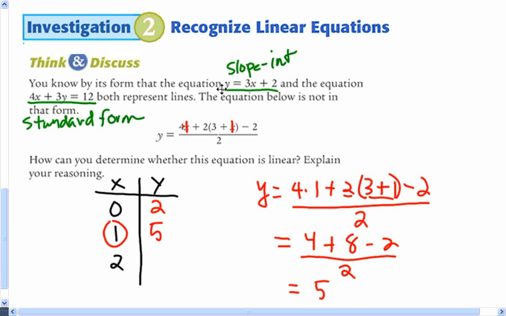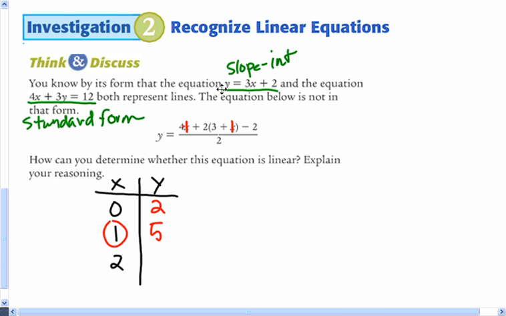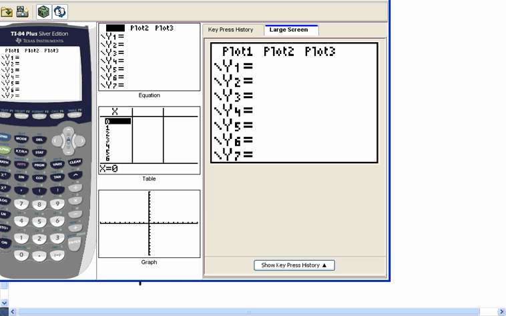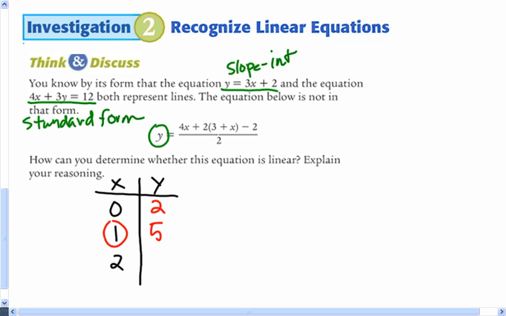There's actually quite a bit of work involved in doing this, and I'm thinking that as long as this equation is solved for y, I can use technology to help me out here. I'm going to enter that equation into my graphing calculator, and it'll produce a table for me, so I can find the y values of these corresponding x values. To make sure the whole numerator is divided by 2, I'm going to use parentheses, and then I need 4x plus 2 times the quantity 3 plus x, minus 2.